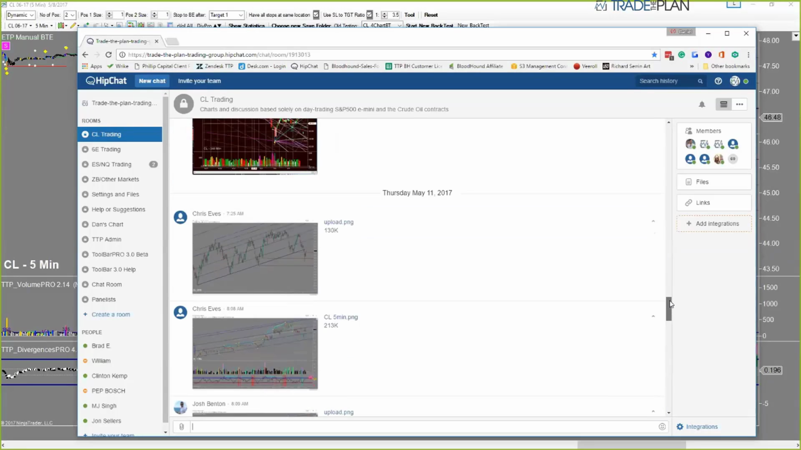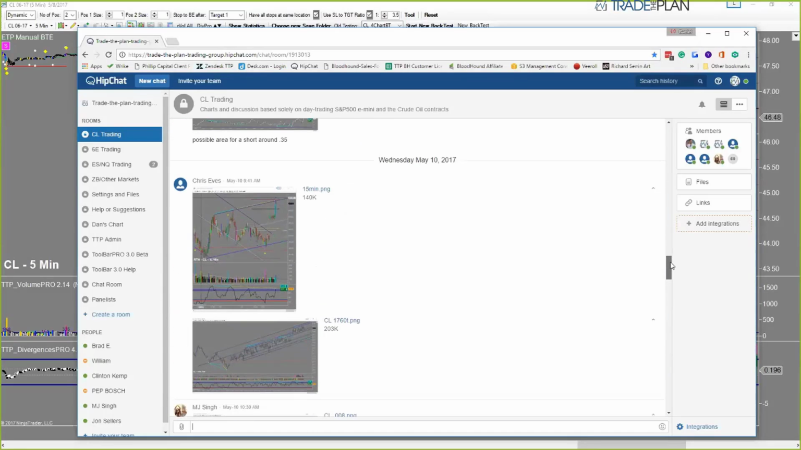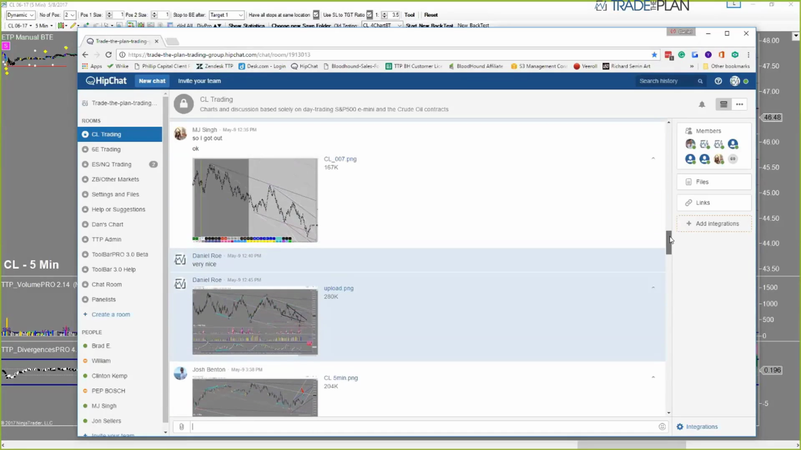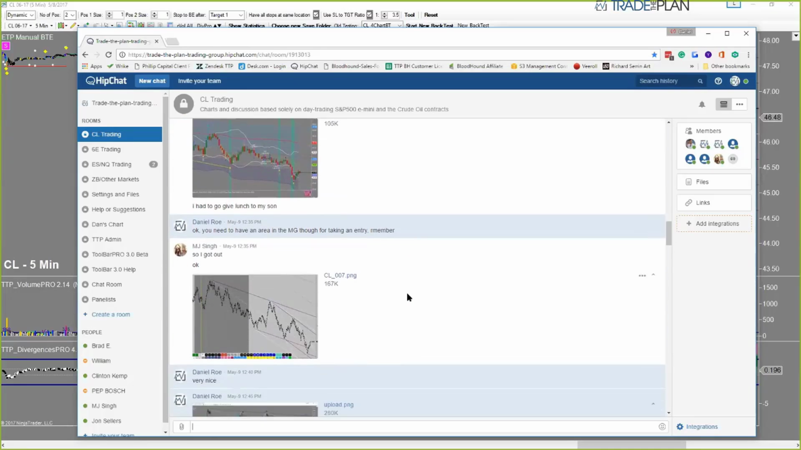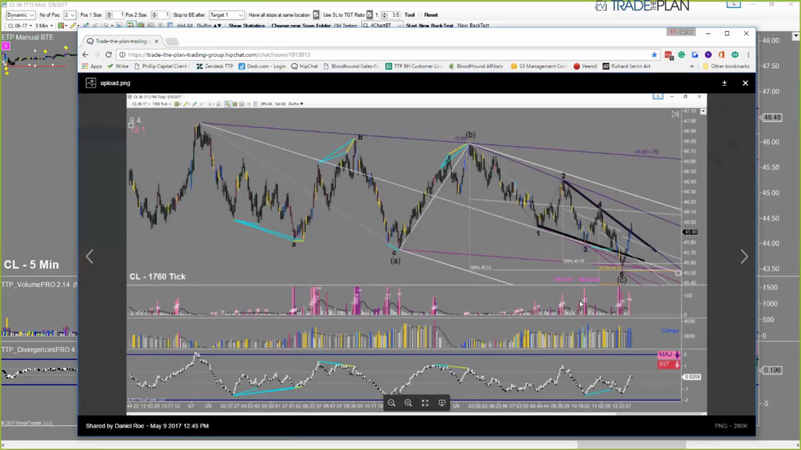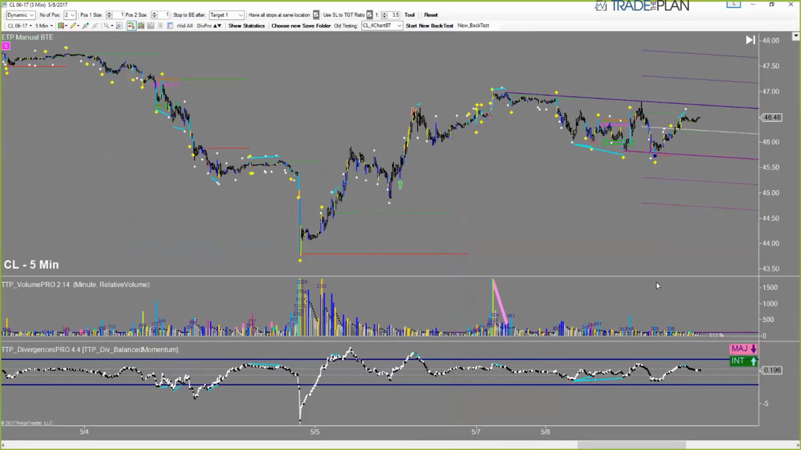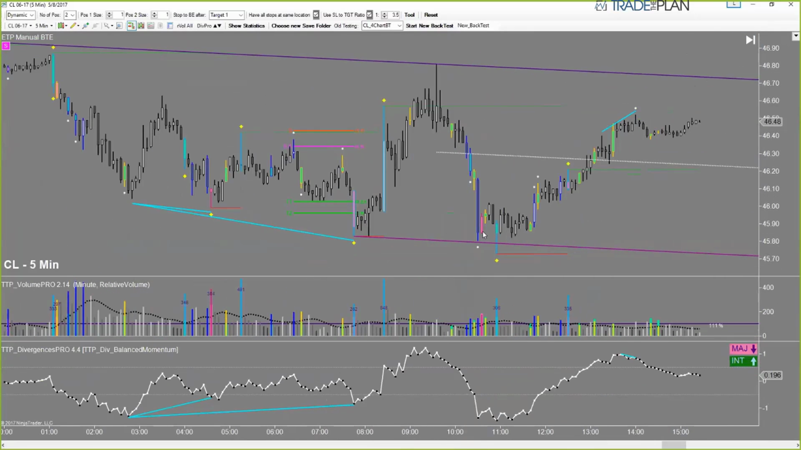Let's see. This is HIP chat. This is what we use for our trading room. Yeah, that's it right there. So this was the low that you're seeing right here. You see that really high volume swing low? This is a nice little 5-wave move down to complete a big A, B, C.